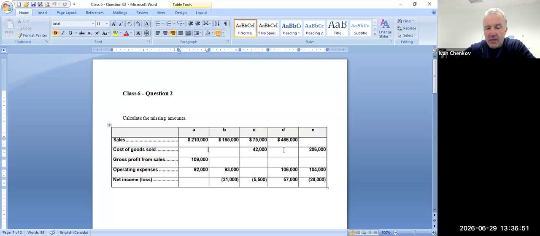Here again, working backwards. You have the net income, you have the operating expenses, you should be able to come up with the gross profit from sales. Then you come up with this number. And the last one will be net income or loss plus the operating expenses, going to give you the gross profit from sales. Deduct the cost of goods sold, you should get the sales. Or actually, in this case, you have to add the cost of goods sold. Sorry, you have to add the cost of goods sold to get the sales. Okay, next one. Question number 3.